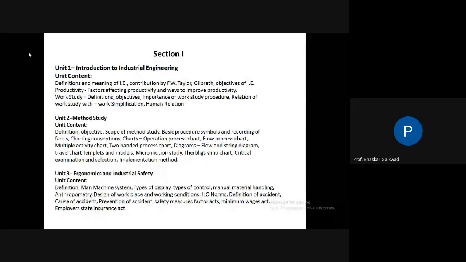Up till now, I have given you PPTs. Go through this PPT and study these first chapters. Okay, now our time is over, so we'll stop here. A summary of industrial engineering related to unit one is given to you. Tomorrow onwards we're going to see method study. Okay, thank you once again. We'll stop here.